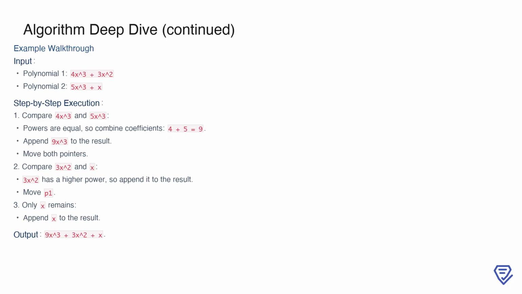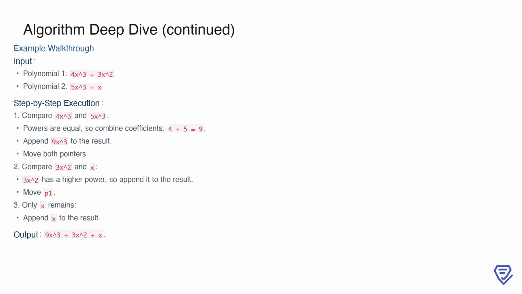Next, we move both pointers forward and compare 3x^2 with x. Here, 3x^2 has a higher power, so we append it to the result and advance the pointer for the first list. At this point, only the term x remains in the second list. We append it to the result, completing the process. The final output is 9x^3 plus 3x^2 plus x, which represents the sum of the two input polynomials.